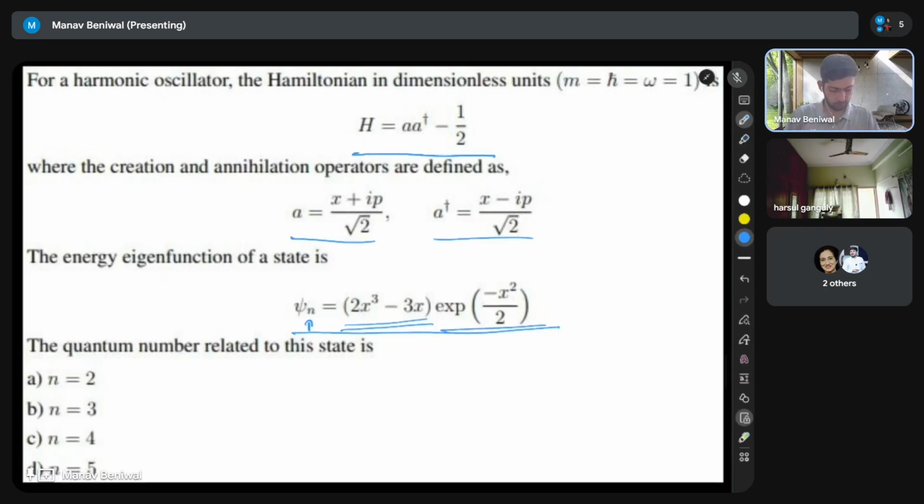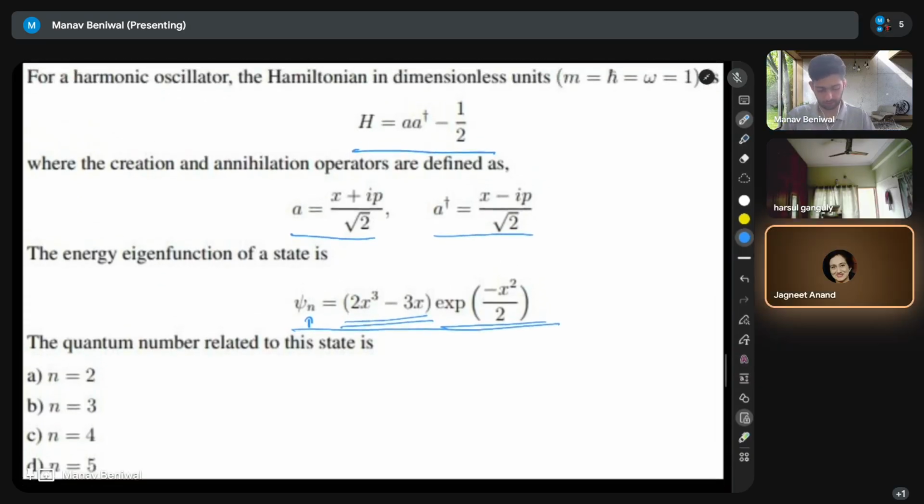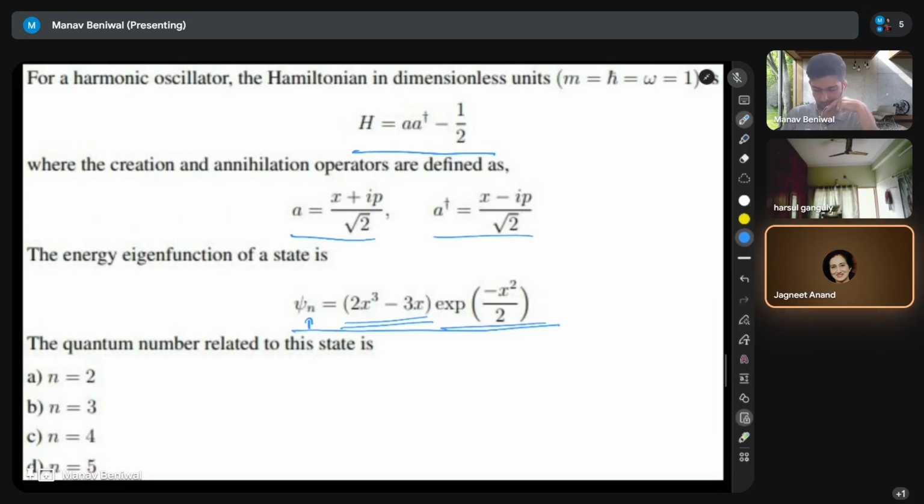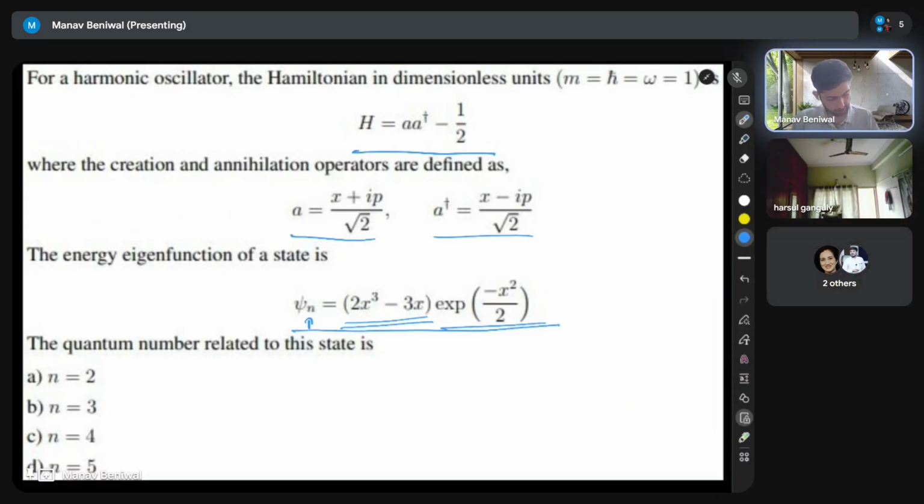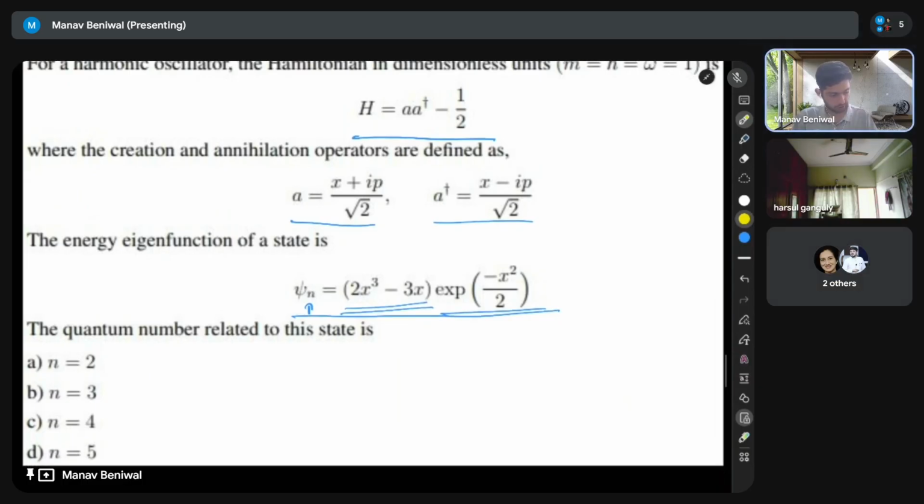Okay, let's first write the Hermite polynomials. So what are our Hermite polynomials? Let me write here itself. So h0 is 1, h1 is 2x, h2 is 4x squared minus 2, and h3 is 8x cubed minus 12x.